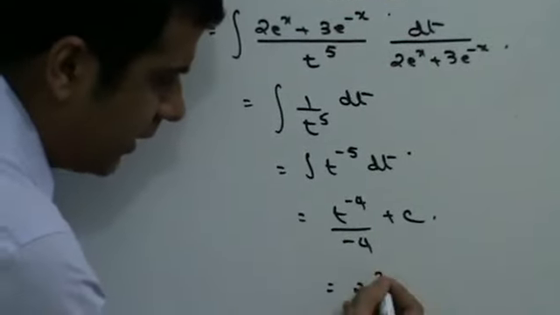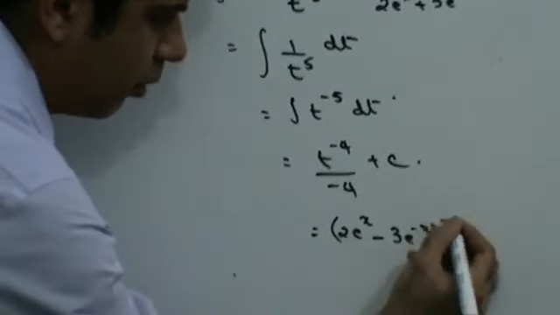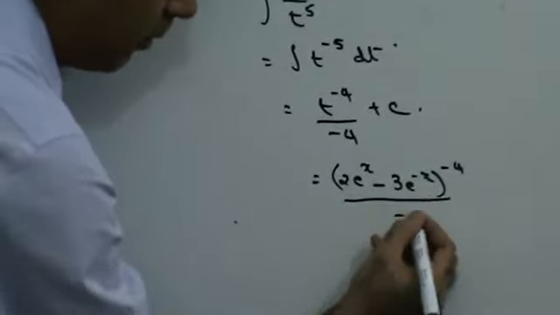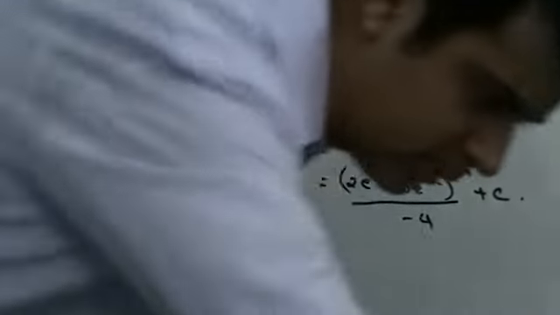That is 2e raised to x minus 3e raised to minus x, the whole raised to minus 4 upon minus 4 plus c. Fine. Next, let's see the next one.